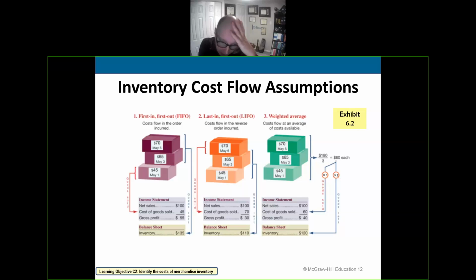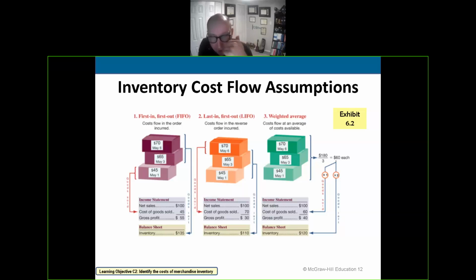So, okay, net sales minus cost of goods sold equals gross profit, $30. That's right. This is right. And that's probably what Best Buy would look like. I mean, obviously the numbers would be a lot bigger, but you see my point. The third method is called the weighted average method.